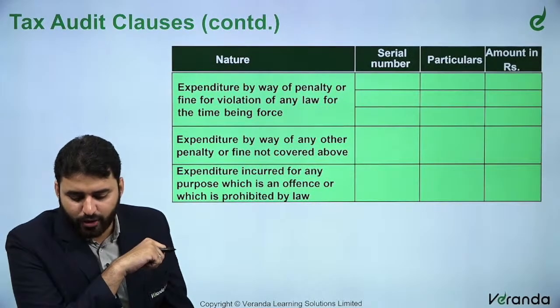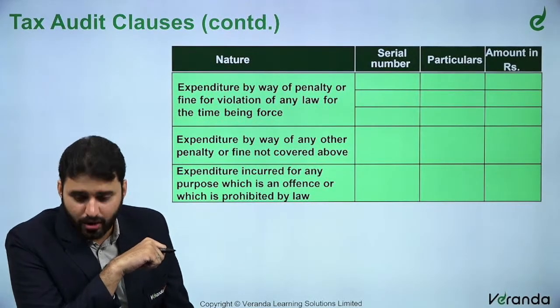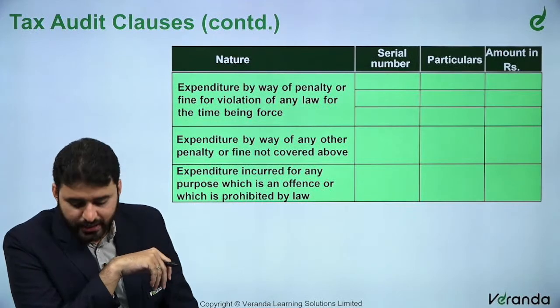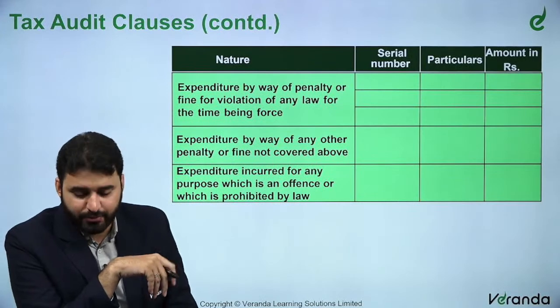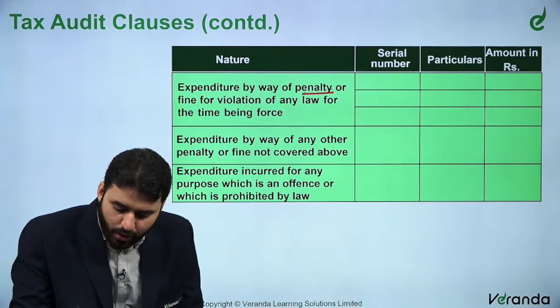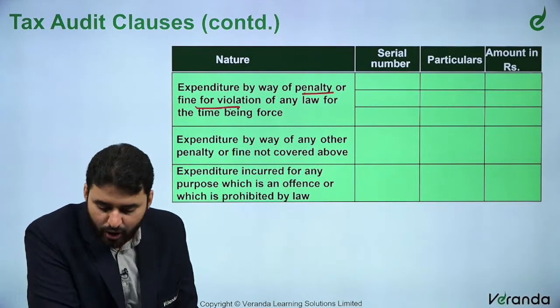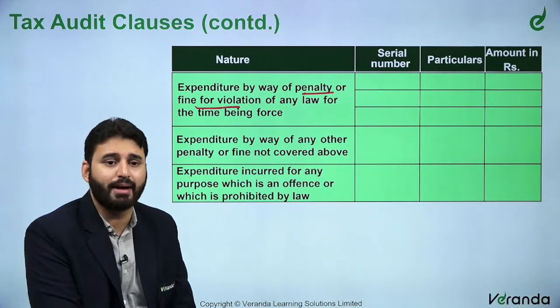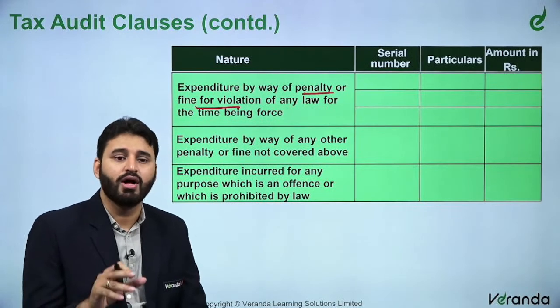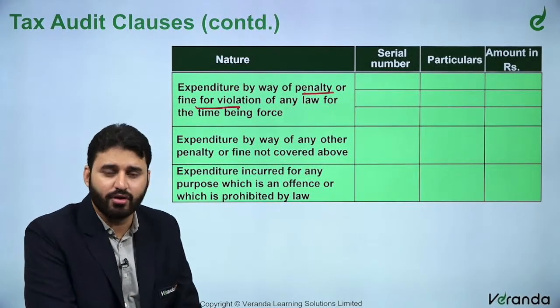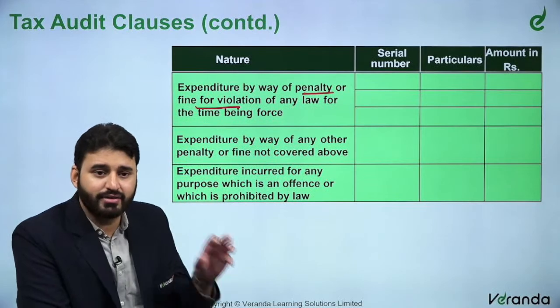Expenditure by way of penalty or fine for violation of any law for the time being in force. Expenditure by way of any other penalty or fine not covered above. Generally, a penalty or fine for violation of any law for the time being in force may get disallowed because it is not in the nature of business. So it becomes important that we disclose it.